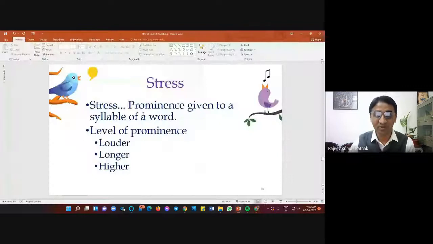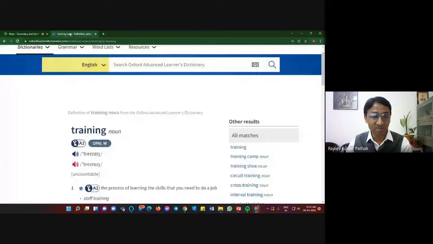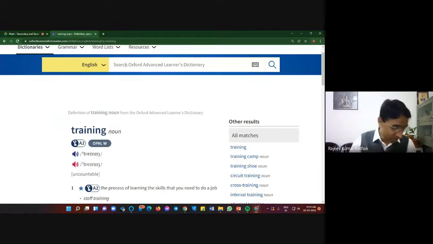Let's move further. So there are stress marks. What I was saying is that when you have these symbols, these marks given on top, they are termed as stress marks. Stress is nothing but a prominence given to a particular syllable. Now we also have to understand syllable. What is a syllable?